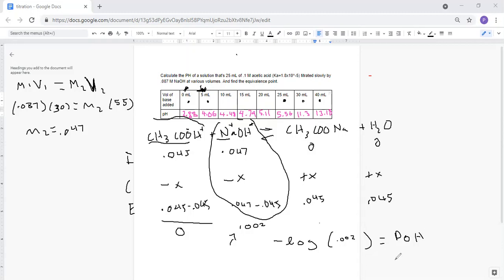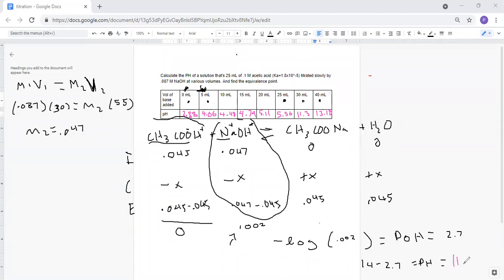Then we can find pH by subtracting. So pOH, when you take the negative log of 0.002, you get 2.7. And if you do 14 minus pOH, you get pH. So our pH, if you replace the pOH with 2.7, is going to equal 11.3.